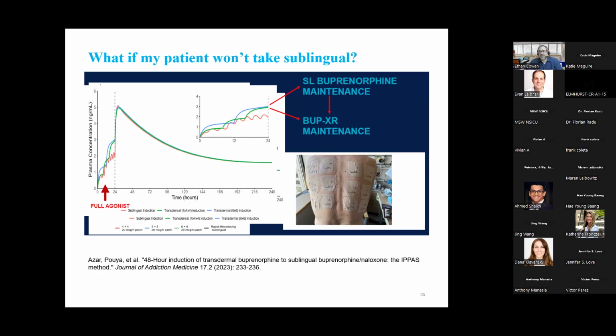There's a couple case studies for this. This is not something I advocate, but I sort of wanted to show you what the range of possibilities are for inpatient treatment initiation.